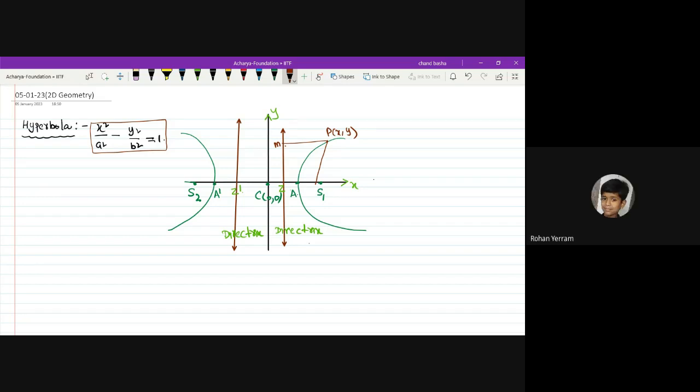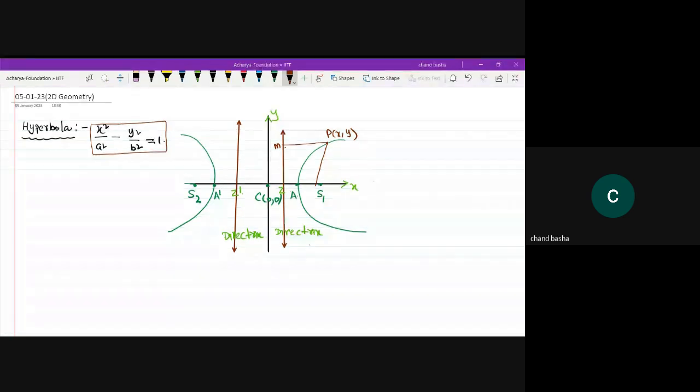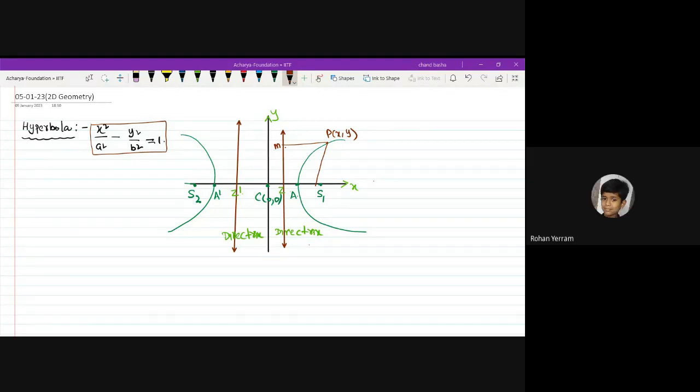Sir, the a square value is given, generally. A square and b square values will be given to you. Depending upon those values, the shape of the hyperbola will change. I mean, where it bends, where it cuts, everything will depend upon the a and b values only. Sir, where are A and B in this diagram? No, I don't want to go into more than this at this level.